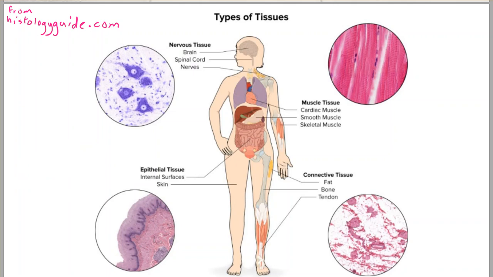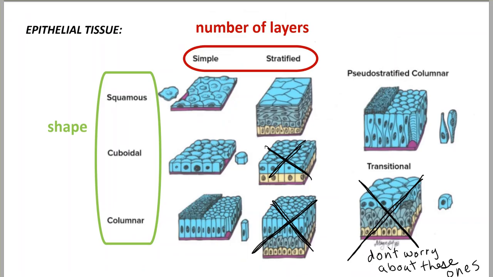Every single bit of us is made of these four types of tissues. These are like the mother tissues, like mother sauces in French cooking. So the first tissue that your lab report talks about is epithelial tissue. And so remember, this makes up our skin, and it makes up the lining of our esophagus and the lining of all of our intestines and stuff.